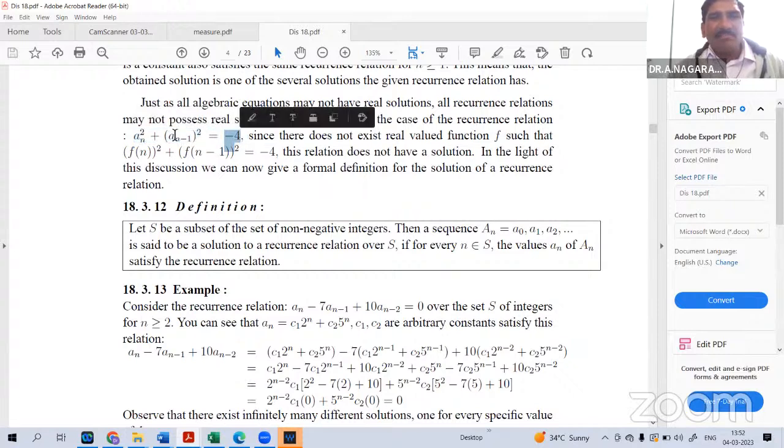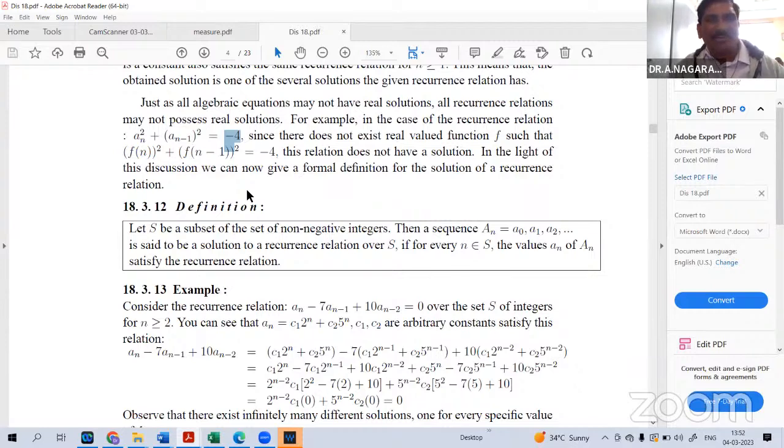Squarings are not satisfied here. So for the recurrence relation, there does not exist a real valued function f such that fn square plus fn minus 1 square equal to minus 4. This relation does not have a solution.